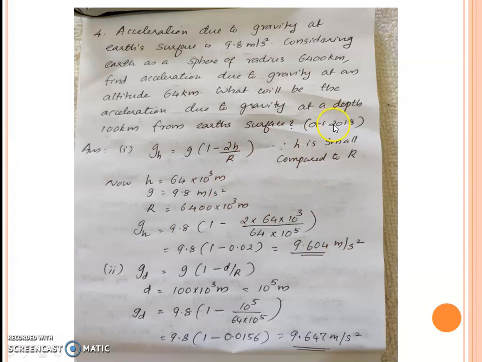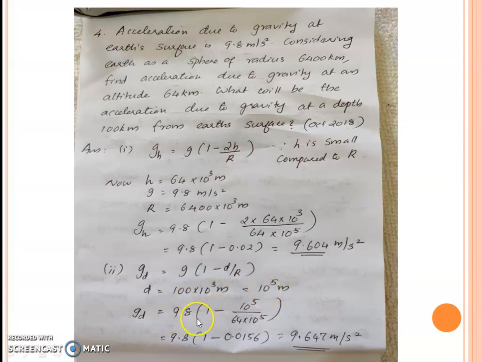Next, we have to calculate the variation of acceleration due to gravity with depth. For this, we can use the formula g_d equal to g into 1 minus d by R, where d is the depth. That is, we have to calculate g_d at a depth of 100 kilometer. Now 100 kilometer can be converted to 10 raised to 5 meter, since 100 into 10 raised to 3 is nothing but 10 raised to 5 meter.